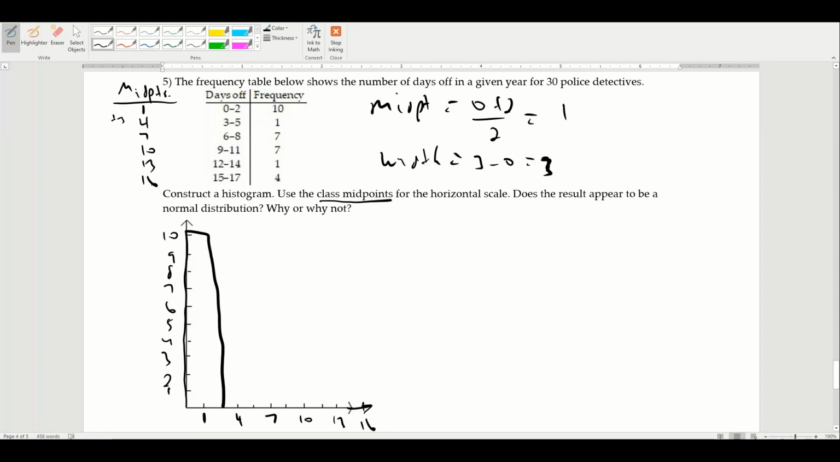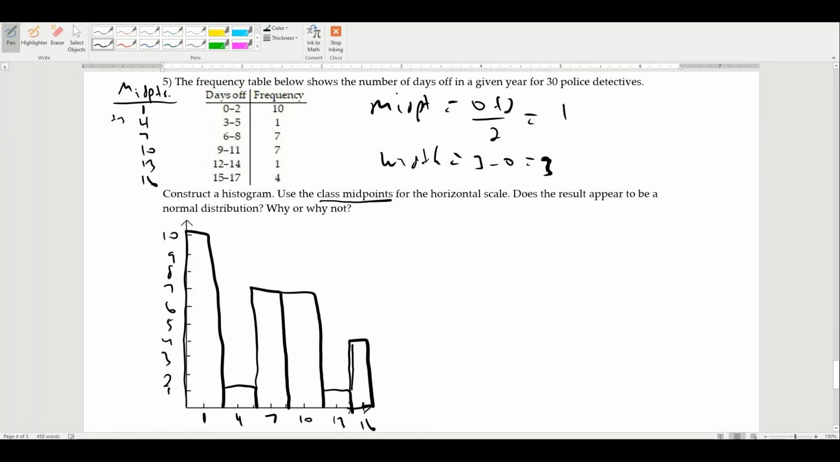And then 3 to 5 is 1, so my midpoint is a 4, see that? And the next one is 7, and also has a frequency of 7. Midpoint 10 is also 7. Midpoint 13 is a 1. And then midpoint 16 is 4. I'm just trying to get as close as I can, trying to be as accurate as I can.